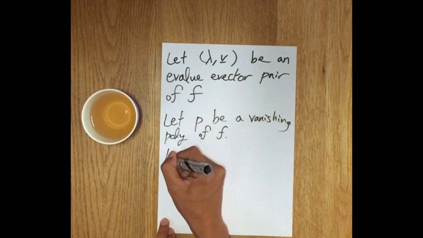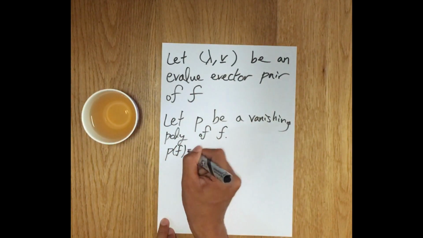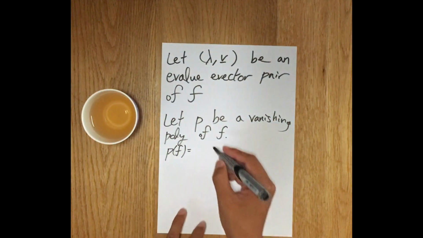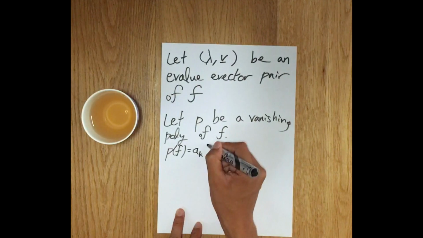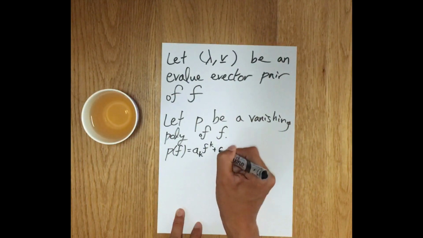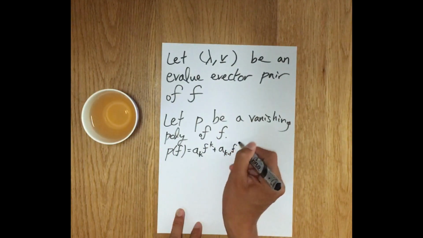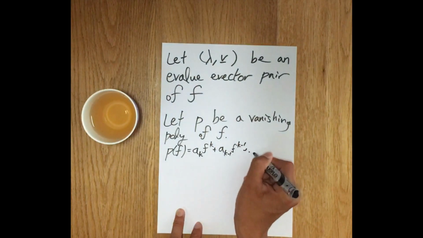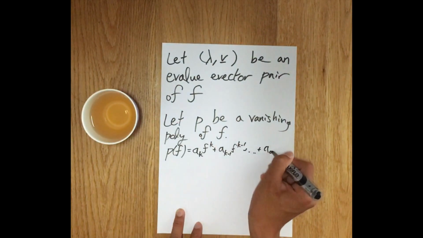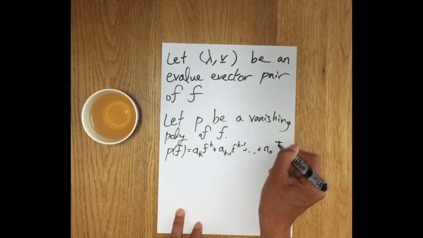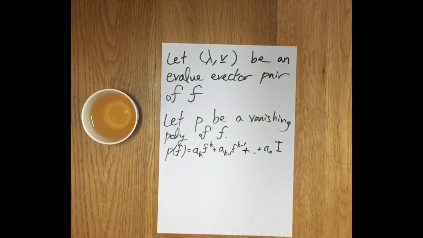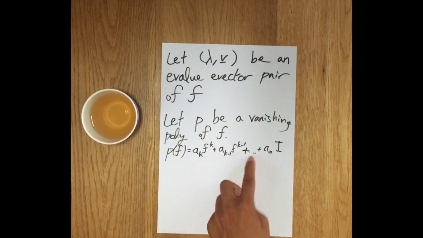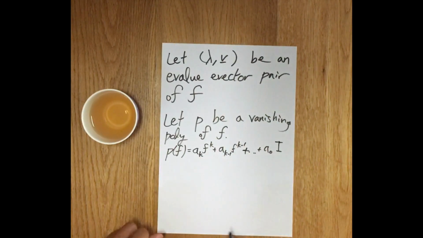And let's let p of f be some kth degree polynomial. That's going to look like a sub k f to the k plus a sub k minus 1 f to the k minus 1 plus dot dot dot plus a sub 0 f to the 0, which is identity. So all of these a sub whatevers, they're scalars. And they're the coefficients of what's going on in the polynomial.